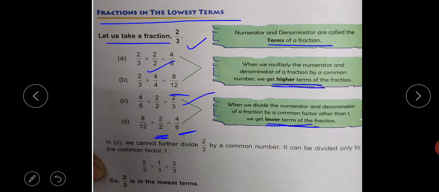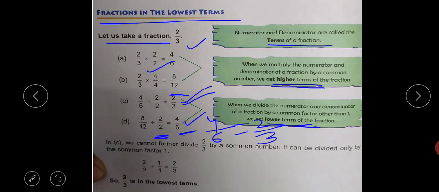For example, when we divide 8/12 by 2, it is equivalent to 4/6. बट हम 4/6 की भी लोअर टर्म फाइंड कर सकते हैं इसको फर्दर 2 से डिवाइड करके, एंड इट इज़ इक्वल्स टू 2/3. बट नाउ चेक, can we divide 2 and 3 by same number?